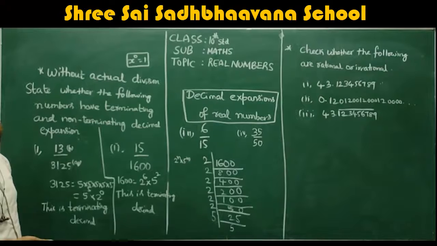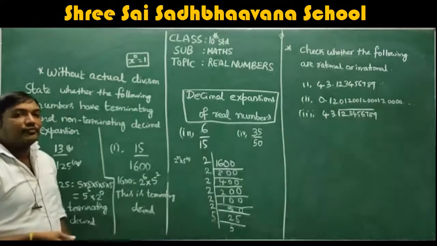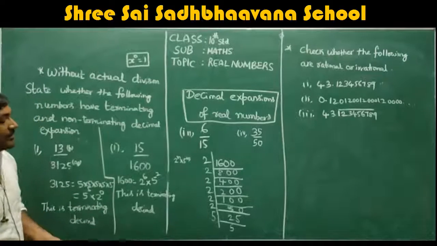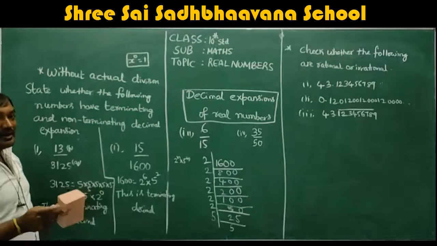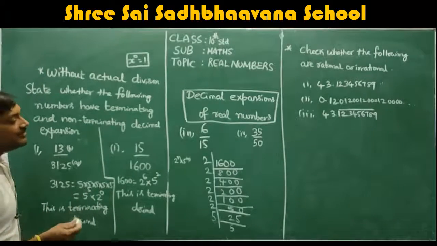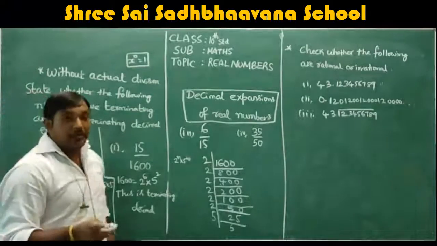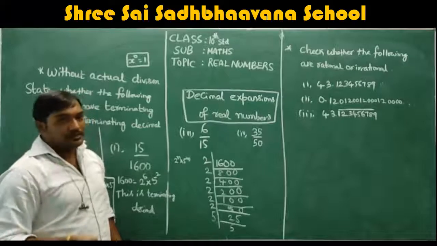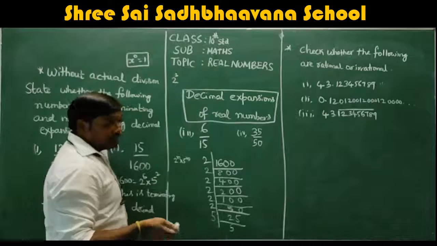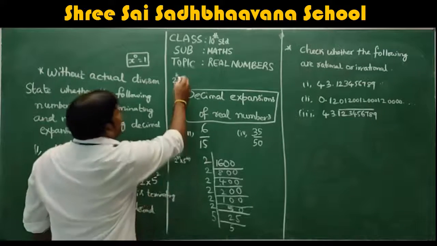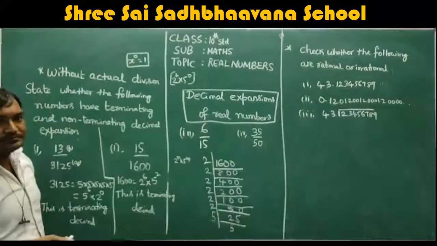So any number, especially the denominator, if the denominator can be expressed in the form of 2 power n into 5 power m, then you can easily say that it is a terminating decimal. In this case, we have to write 2 power 0 because we have only 5. Remember, even if you get in the decimal expansion of the denominator just 5 alone or 2 alone, that is also terminating decimal. For example, you are getting only 2 cube. Whether it is terminating decimal or not, yes, it is terminating because 2 cube can be written as 2 power 3 into 5 power 0.